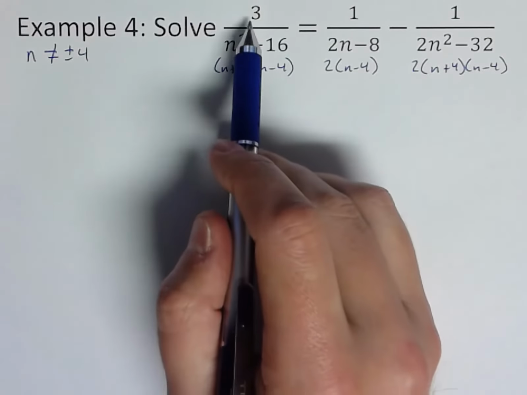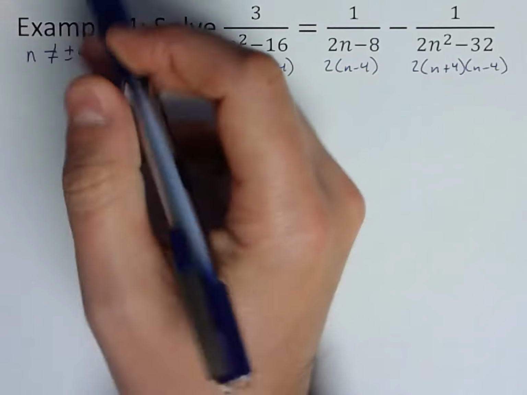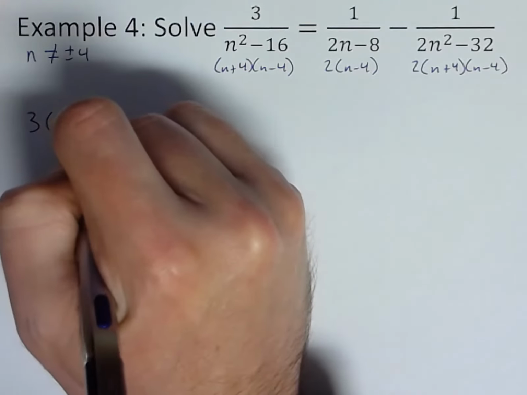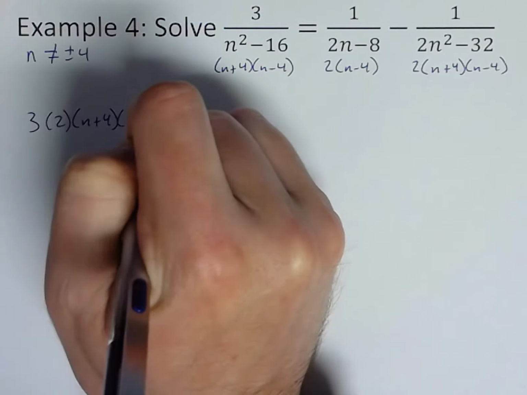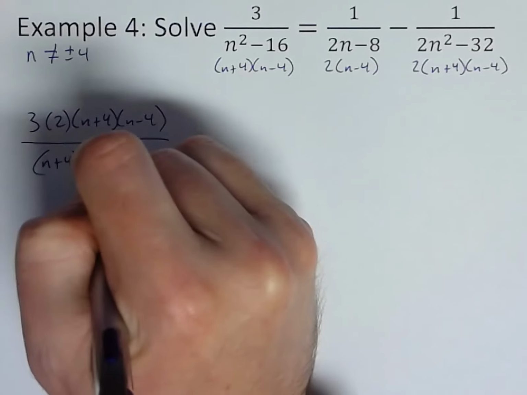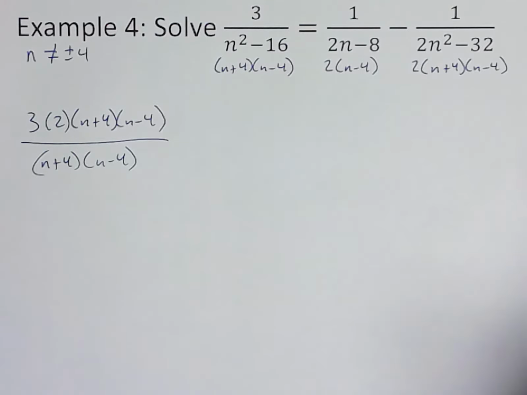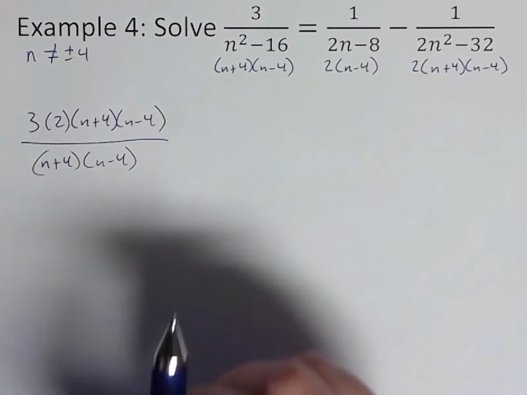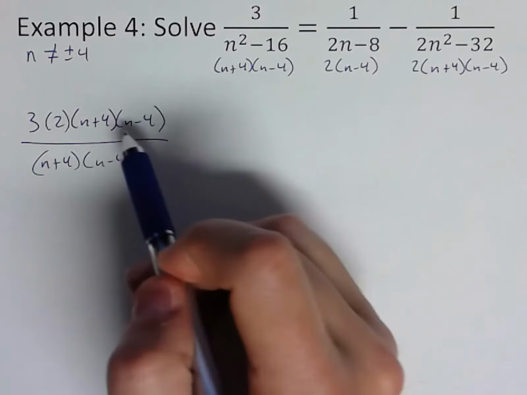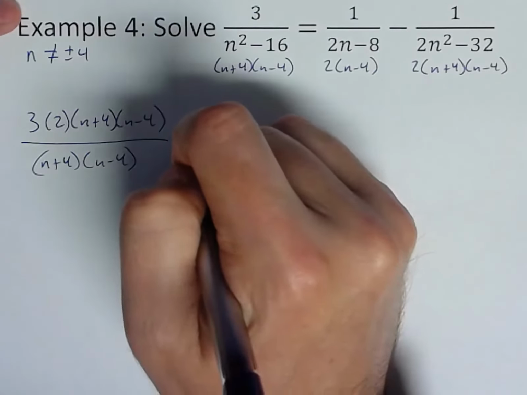So let's do that. So we've got 3 times this. And again, I'll show everything I'm doing here. So 3 times 2 times n plus 4 times n minus 4 all over n plus 4, n minus 4. And I hope some of you are saying, Mr. Ricks, you could just cancel stuff. Yeah, you can. Again, I'm showing the whole thing just to really drive it home. But if you do a few of these, I hope as you get this, you'll just kind of cancel as you go and see that these can really go pretty quickly for you.